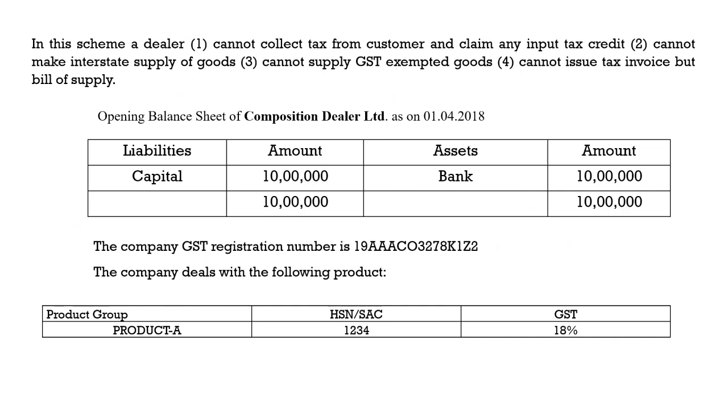In this example, our capital we consider 10 lakhs, bank is again 10 lakhs, and the GST registration number has been provided. The company deals with the following products. We consider only product A in this case, and the GST rate is 18%. Okay, so that's the introduction of this problem.